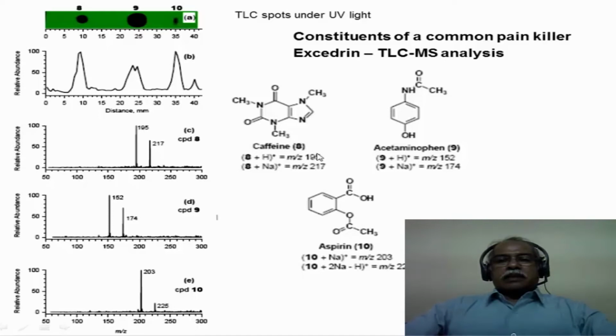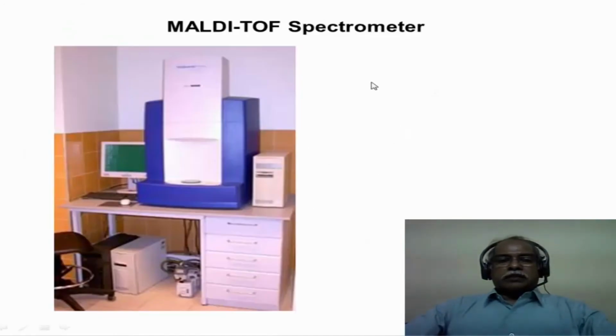So these examples essentially demonstrate the versatility of thin layer chromatography in combination with electrospray ionization mass spectrometry, and how effectively this combination can be used for direct identification of organic compounds that are adsorbed onto a TLC plate, which are separated by eluting the TLC plate.